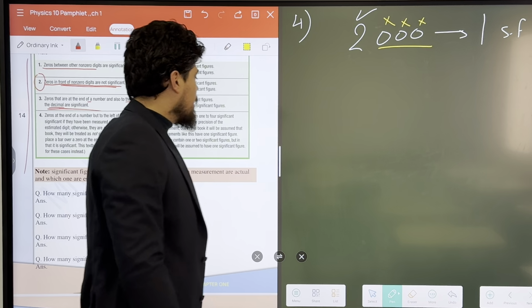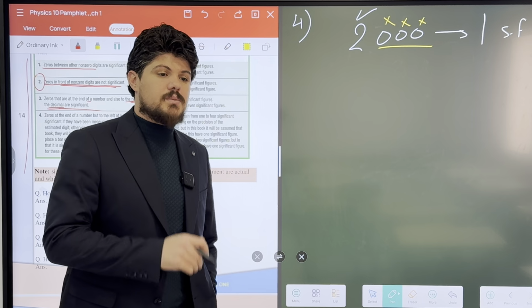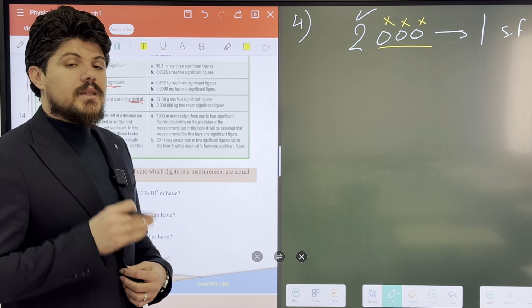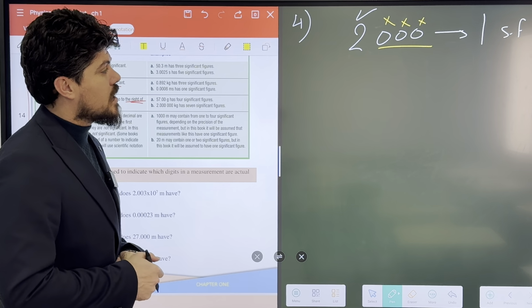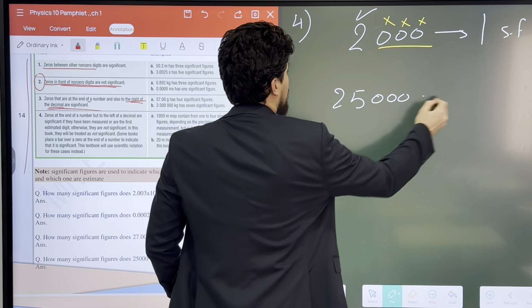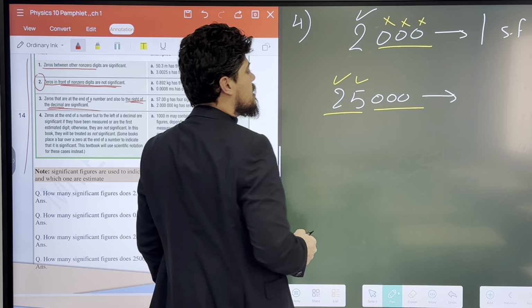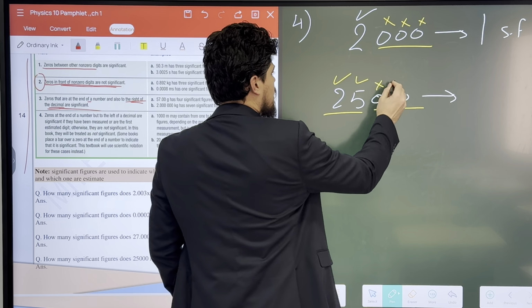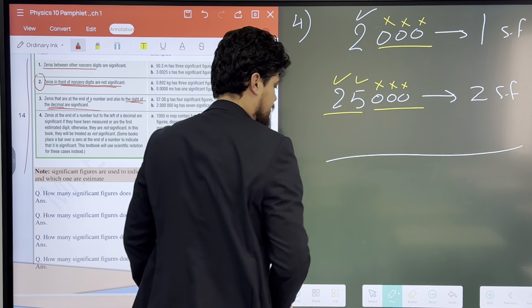One. But in some books, the zeros at the end of the number without a decimal are considered significant figures. But in this book, and for students in grade 10, we have to assume that zeros at the end of the number without a decimal are not considered significant figures. Or, for example, 25,000. How many significant figures do we have? These two numbers are significant, but these 3 zeros are not. Why? Because we don't have a decimal. Do we have a decimal? No. These 3 zeros are not significant, so we have 2 significant figures.